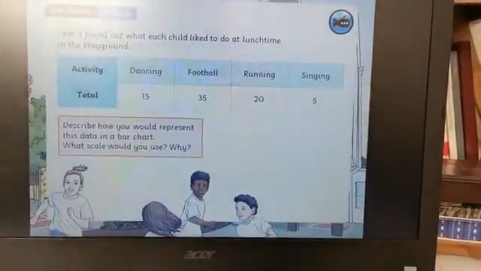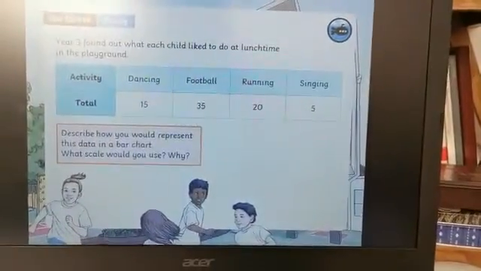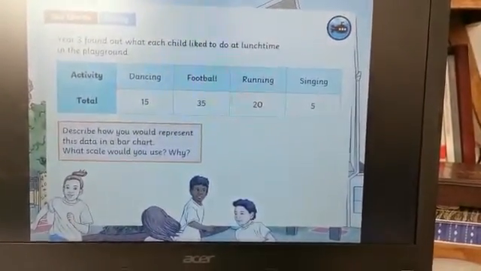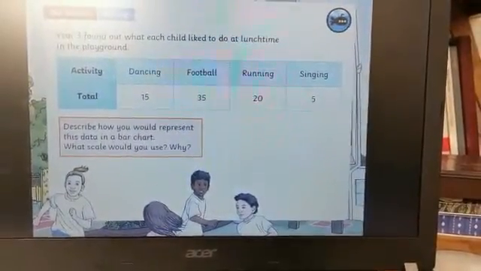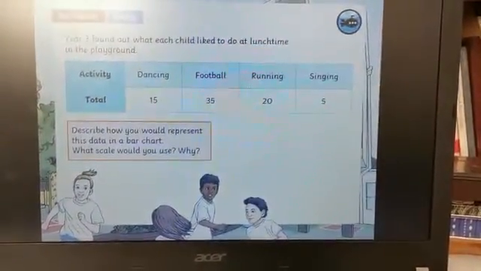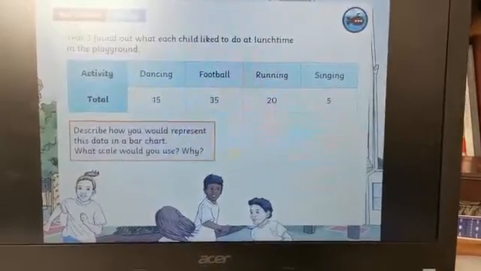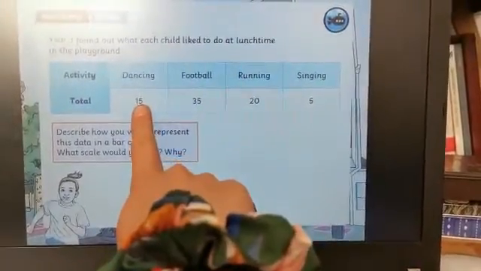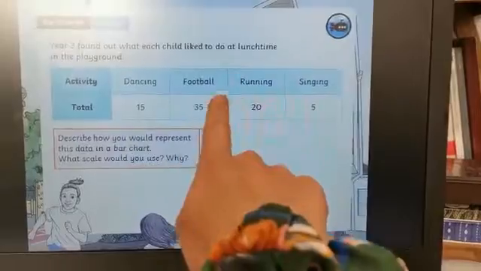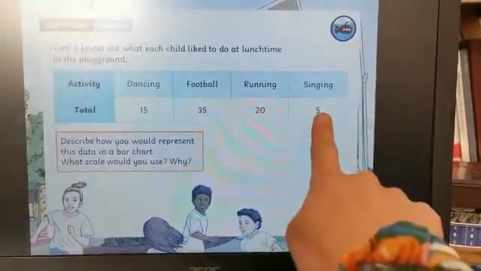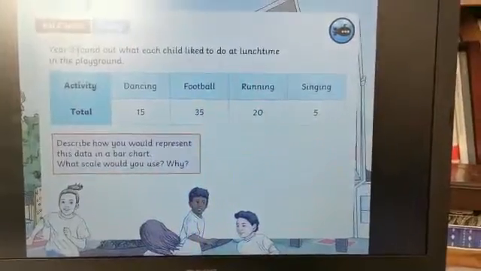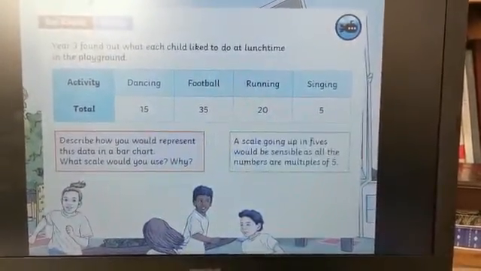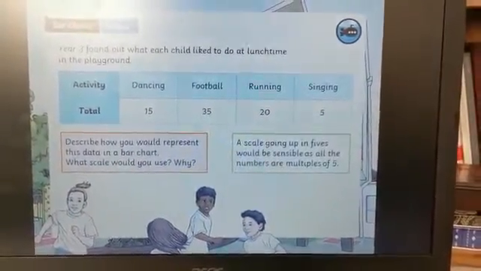The next question then says, Year 3 found out what each child liked to do at lunchtime. Describe how you would represent this data in a bar chart and what scale would you use and why? Well, if we look at the amounts, we've got 15, 35, 20 and 5. I know that they're all multiples of 5, so it would be very sensible to choose 5 as my scale.